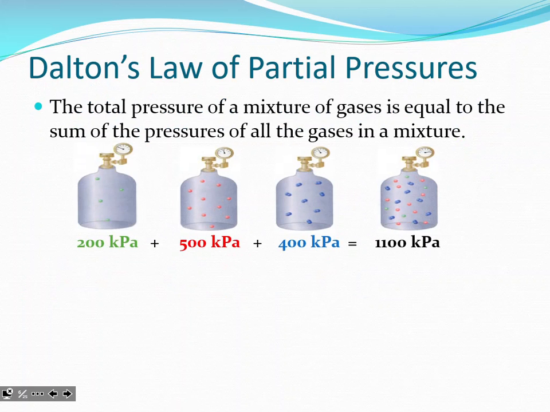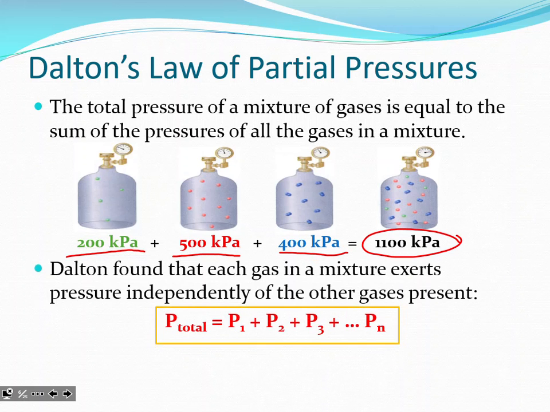So we have a container that has 3 different gases in there in this particular example. Gas 1 is exerting 200 kPa. Gas 2 is exerting 500 kPa. And gas 3 is 400 kPa. So they're all occupying the same container. You just add the pressures, and they simply add up to giving you the total pressure in the container. So this is simply put, an addition problem.